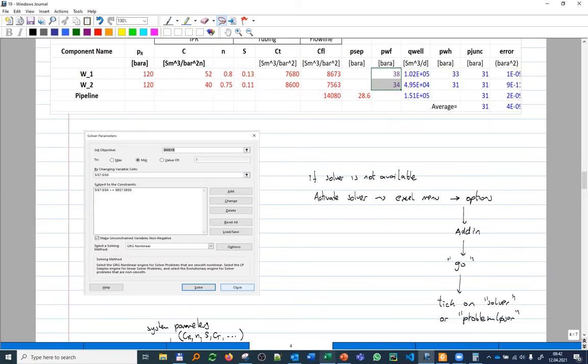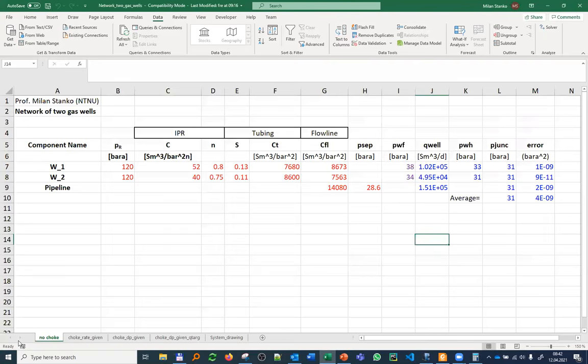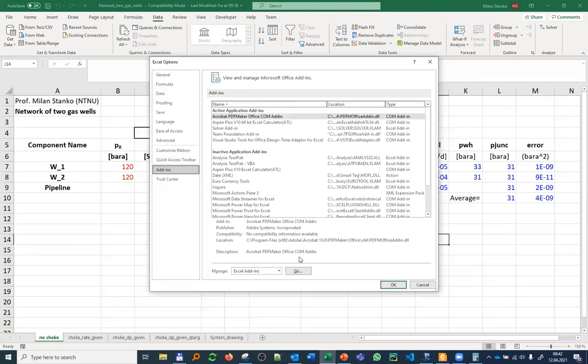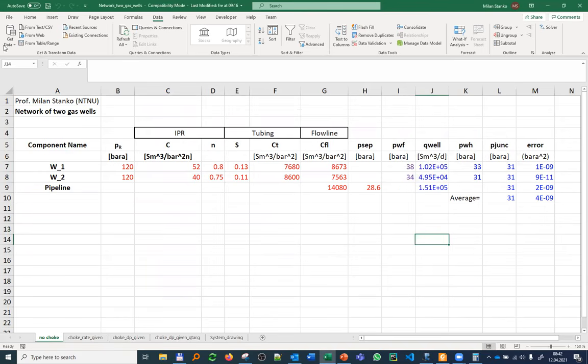If the solver is not available on your computer for any reason, you can go to File, Options, and then Add-ins, and then click here on Go, and you can select here the solver add-in. That means it's now going to be shown here at the top. So that was the first case, in which we are running an open choke.